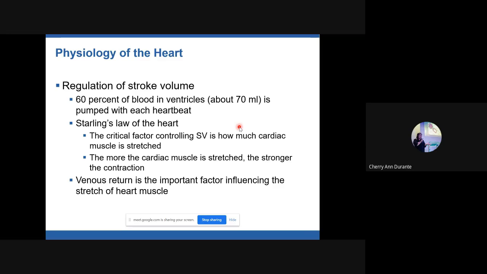So this is regulation of stroke volume. 60% of volume or blood in the ventricles, which is about 70 ml, is pumped with each heartbeat. So Starling's law of the heart: the critical factor controlling SV, stroke volume, is how much cardiac muscle is stretched. Now, Starling's law is what is implied. So the more stretched the cardiac muscle, the stronger the contraction. So this is the power of contractility. So yun yung Starling's law of the heart. Ayan. So according to him, mas magandang contractility, mas malakas ang contraction. Or mas stretch ang puso, mas malakas yung pumping mechanism.